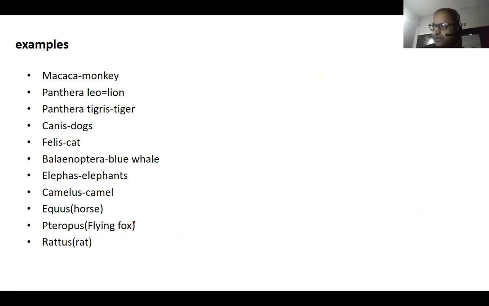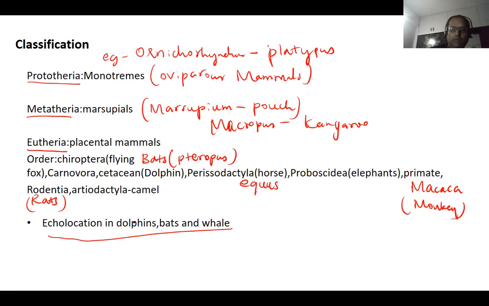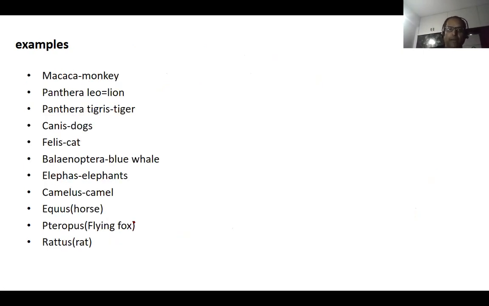Now the examples we were talking about with the orders. Once again, as per the order, we have said this particular animal's name, and one by one you can have a look at the examples. Macaca, monkey. Panthera leo, lion. Panthera tigris, tiger. Canis, dogs. Felis, cat. Balaenoptera means blue whale, so make a note of it. This is a very, very important point, and they may ask this question. Elephas, Camelus camel, Equus horse, Pteropus flying fox, Rattus rat. These names you must keep in memory, so that we can deal with the mammals chapter in a very good manner.